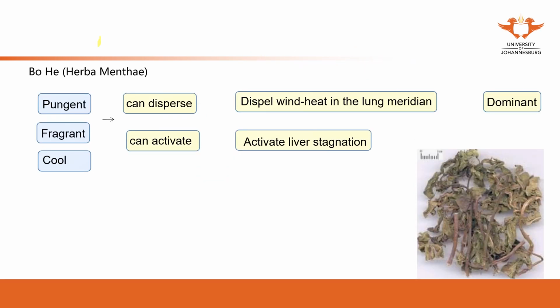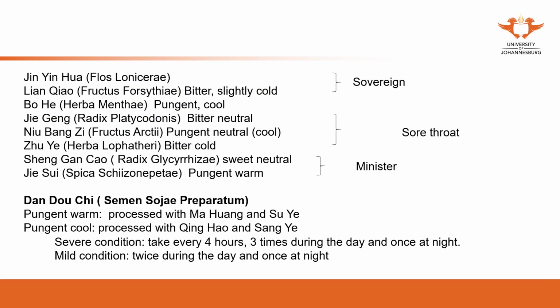薄荷, this is the mint. Dried mint is pungent, fragrant, cool. It can be used for dispersing, and can activate liver stagnation. It can be used for dispelling wind heat. So when we put it all together, 金银花 and 连翘 are the sovereign herbs; 薄荷, 桔梗, 牛蒡子, 竹叶 can be used for sore throat, for specific symptoms; 生甘草 and 芥穗 are minister herbs.